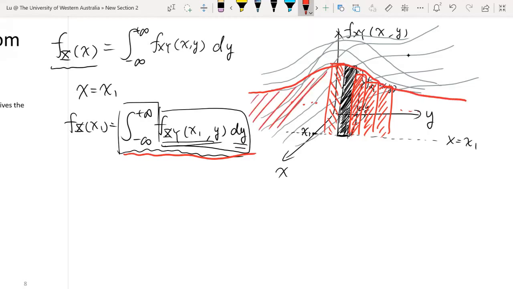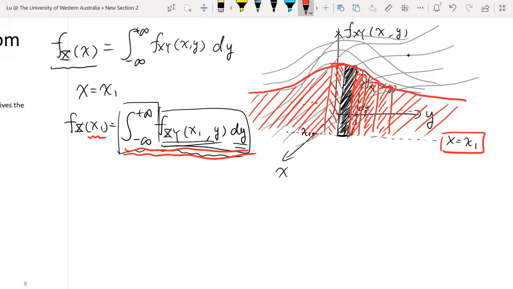I know it's a little messy, but I hope you can understand that, right? This curve is the curve of the joint PDF when the random variable X equals x1. And this integration at this x1 point returns us the total area of this shaded section. In other words, the marginal PDF at a particular point x1 is the area of the corresponding curve in the joint PDF.